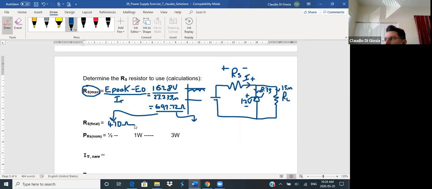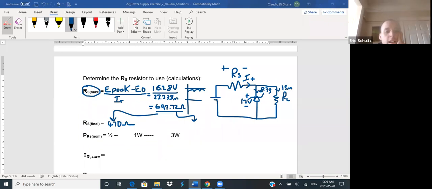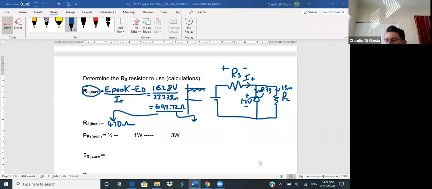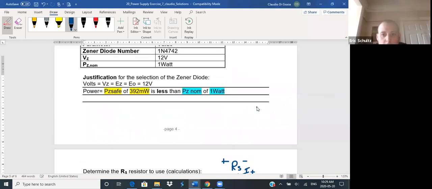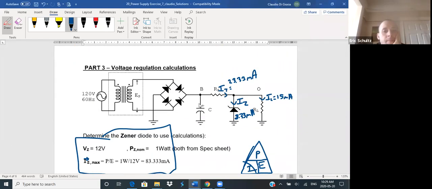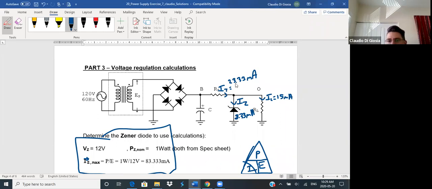Are we good with this? Questions? I'm not really good with this. Okay, so I'm going to repeat it. Do you recognize this circuit here? It's basically the same as this part here. I can see that part.